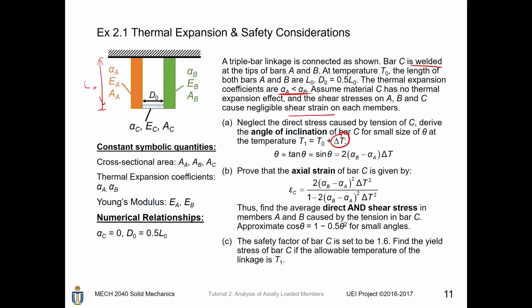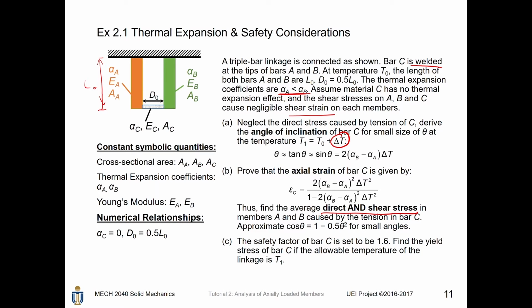Besides, you have to prove the axial strain of bar C in terms of the thermal expansion coefficients and the temperature. The axial strain of bar C, which you are going to prove, equals 2 (alpha B minus alpha A) squared times delta T squared divided by 1 minus the numerator. And you are going to find the direct and shear stresses in both A and B caused by the tension in bar C. For this case, approximate with the small angle formula: cosine theta equals 1 minus 1/2 of theta squared for small angles.